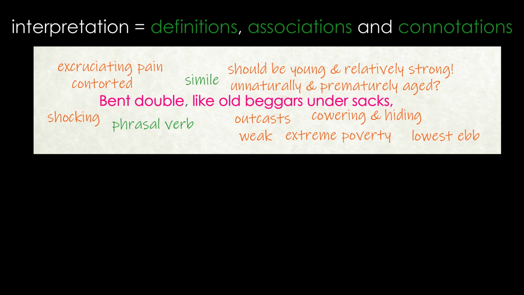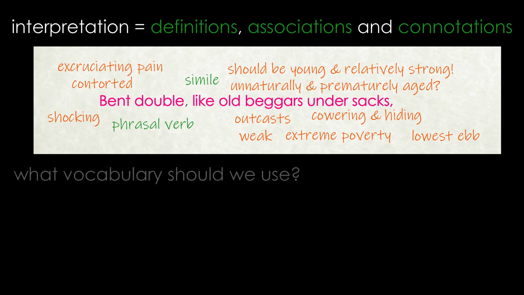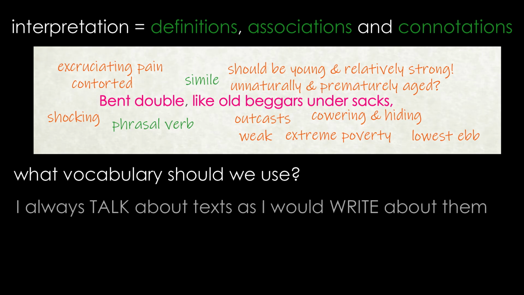But how am I going to write all these great ideas down and get credit for all of them? We'll just park the annotations for a moment while we consider the kind of vocabulary we need to use, and then we'll come back to them and write some analysis which will get lots of credit. In all my videos, I talk about the texts as I would write about them. This is deliberate, as it is a style that you should seek to emulate or copy.